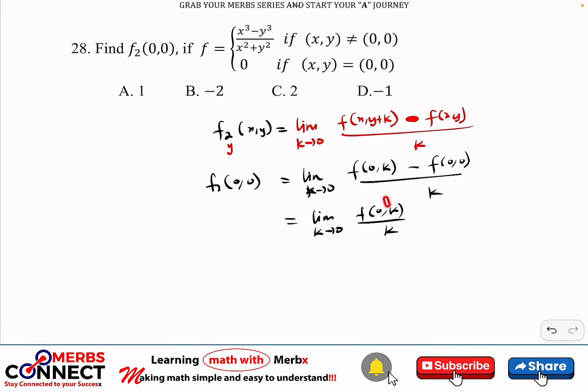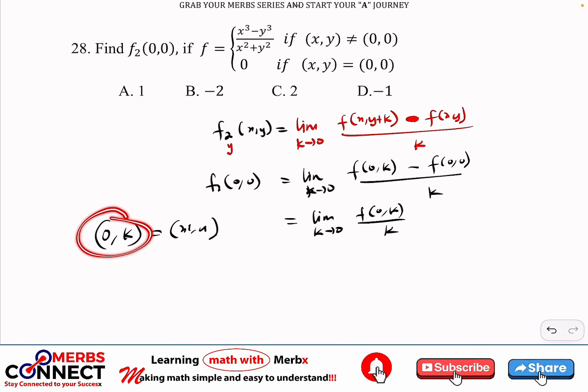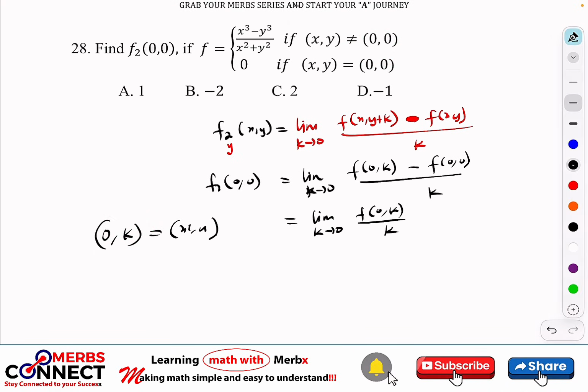Now f of (0, k) is the same as (x, y), and we can see that this is not the same as this because k is not 0. So the function that we are going to use will be this: f of (x, y) is equal to x to the power 3 minus y to the power 3.